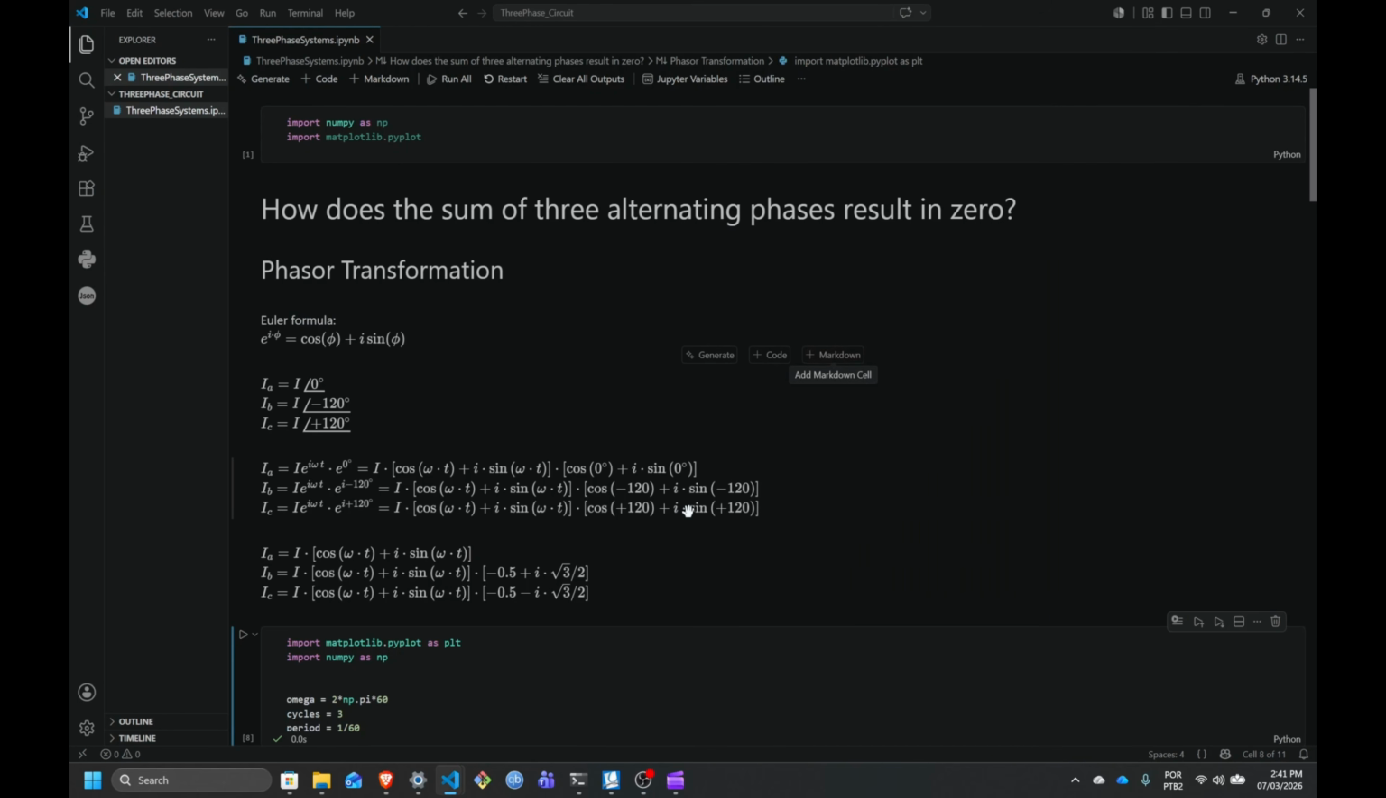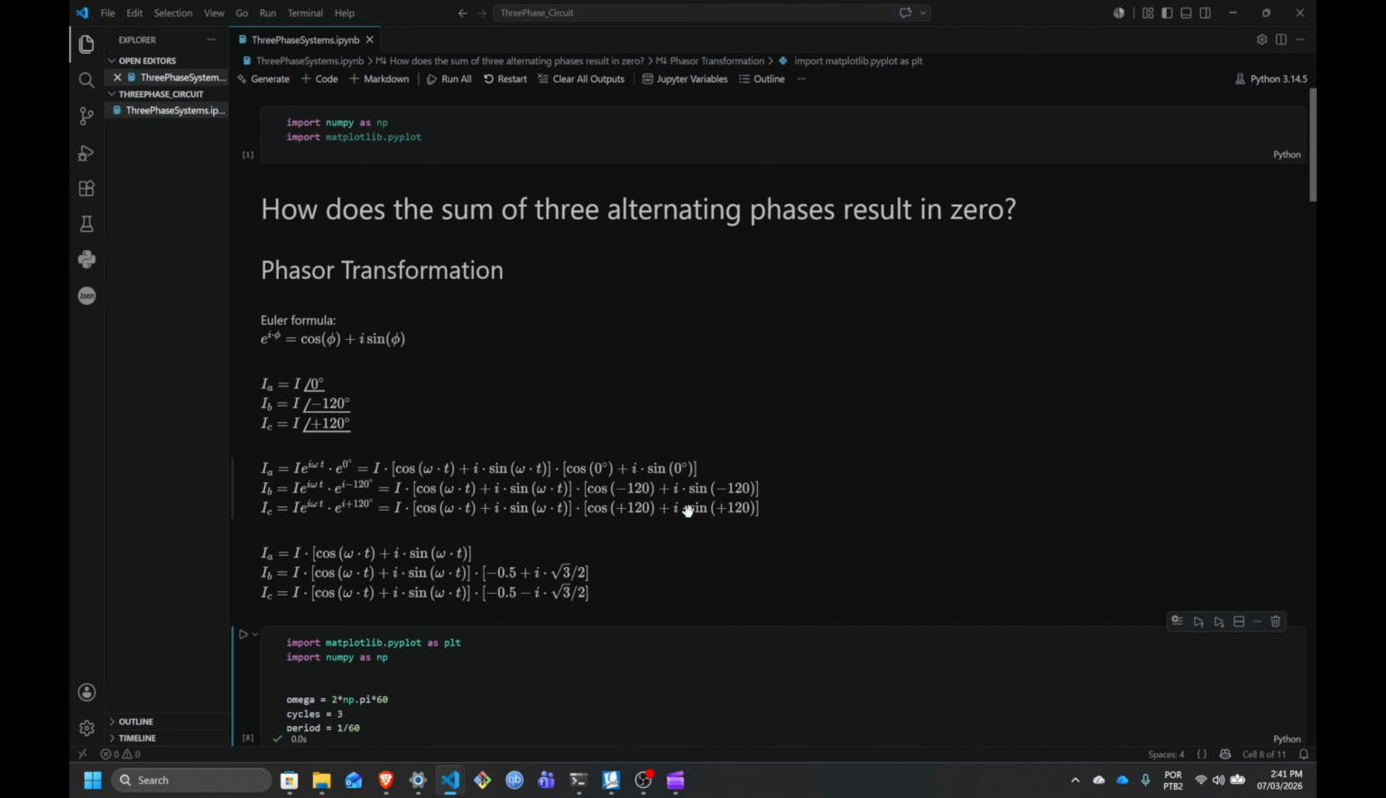Hi guys, in this video I want to talk about something that is very simple but generates a lot of doubts regarding physical reality. Everyone has already heard someone say that in a three-phase system, when we sum all three phases together, the result is zero. So why is the sum of three elements zero?